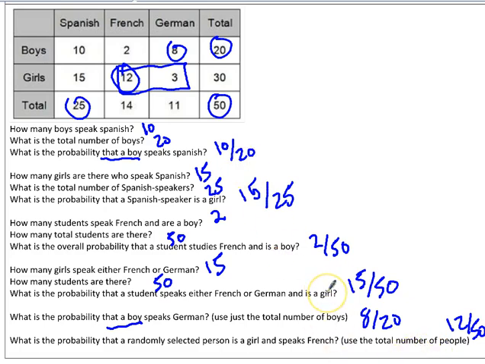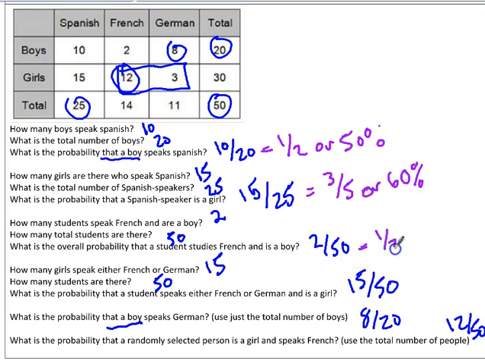I did not simplify any of these fractions. You should be required to, will be required to. So for example, this would have to be simplified to a half or 50%. This one would simplify to 3 out of 5 or 60%. This one simplifies to 1 out of 25, and I'm not sure what percent that is. 3 out of 10, which is 30%. 4 out of 10, or 2 out of 5, I should say. 2 out of 5, which is 40%. And 6 out of 25. And I'm not sure what percent that is.